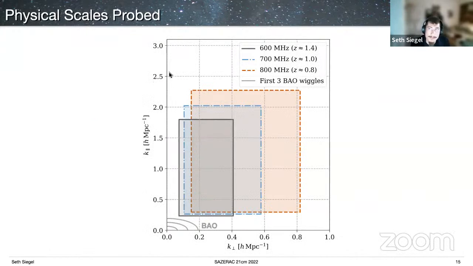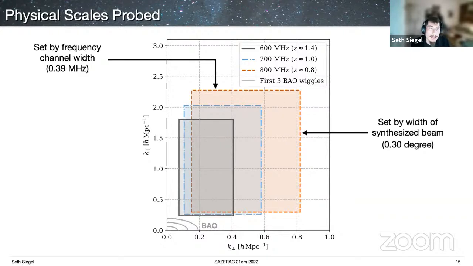This figure gives you a rough sense of the scales being probed perpendicular and parallel to the line of sight direction for the three frequencies spanning the range of frequencies included in the analysis. The maximum scales being probed are set by the width of the frequency channel in the line of sight direction, and the width of the synthesized beam in the perpendicular direction.